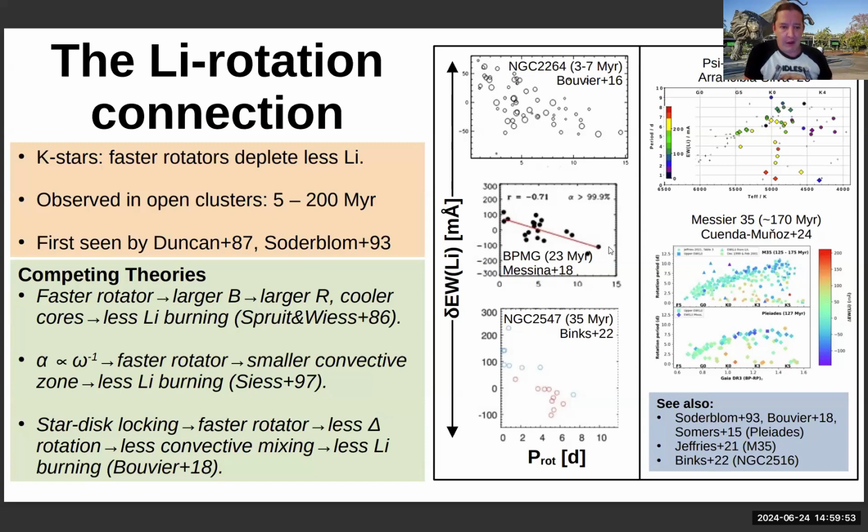As pointed out by Lyra before, there are several competing theories as to why this might be the case. I won't have time to go into that, but we can talk about that later if you like. These examples have all been for individual clusters, single projects working on one cluster at a time. They all point to a lithium rotation connection, but it would be useful to see if there was a homogeneous sample where we could really measure the lithium over several clusters.